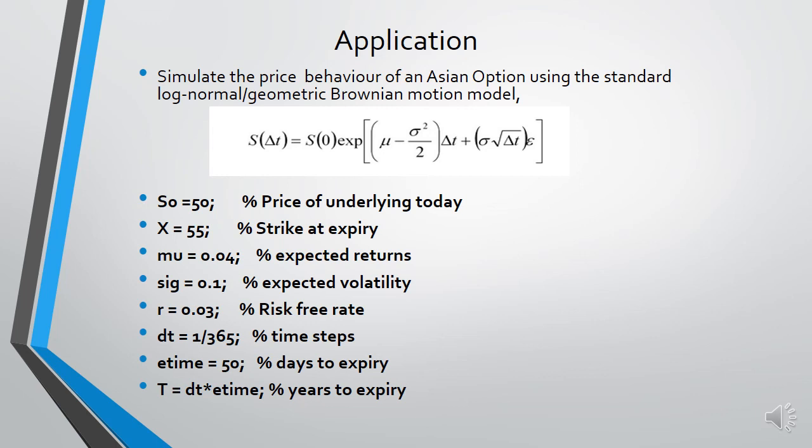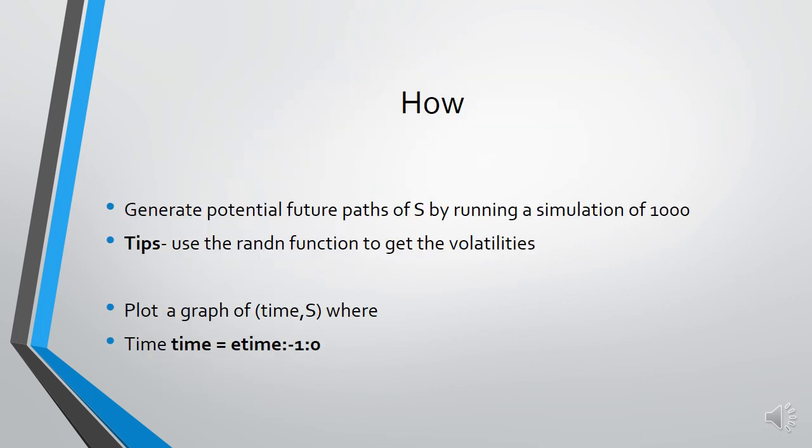So we are going to be expected to come up with a plot and to come up with possible values of the price behavior. We only know the price of the underlying as of today, but it's going to change over time, which is 50 days in our case, time to expiry. And we want to see the behavior taking into account the volatility of the market. So I'll give a clue on how to do it, and you can explore this in your own spare time. You need to be able to generate your potential future paths of S by running a simulation like we did in Excel, or a Monte Carlo simulation of 1,000 maybe.